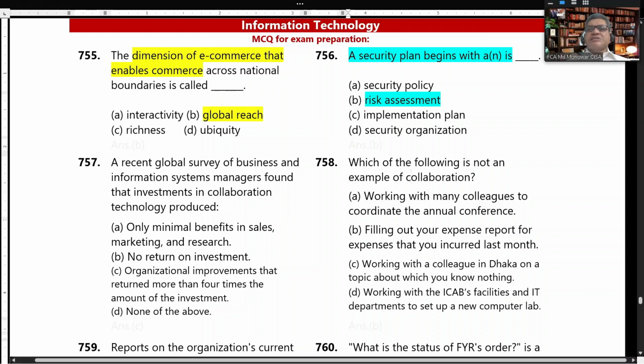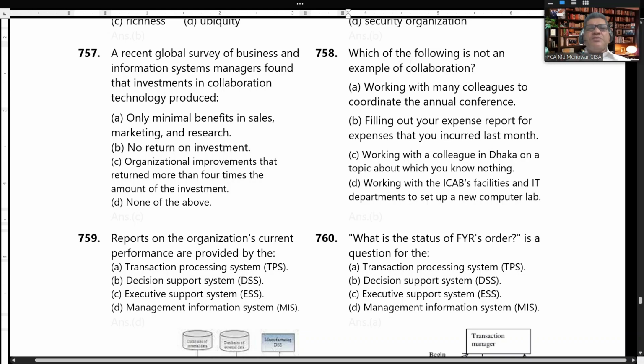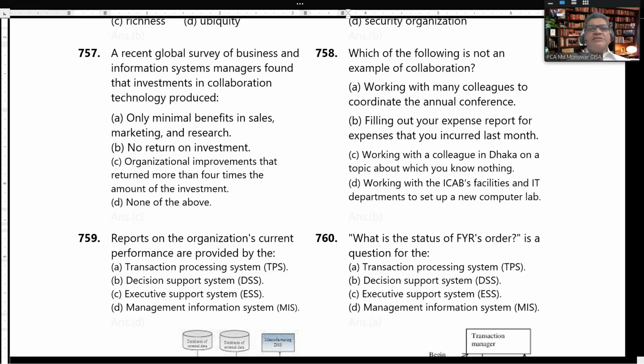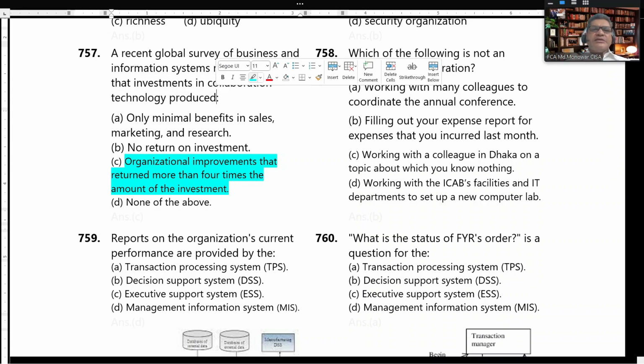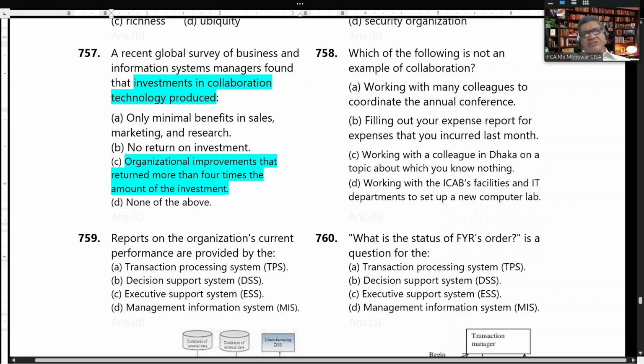A recent global survey of business and information system managers found that investment in collaboration technology produces organizational improvement that returns more than four times the amount of the investment. If you invest in technology, it gives four times return on the invested amount. Which of the following is not an example of collaboration?